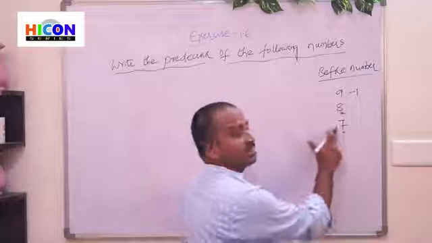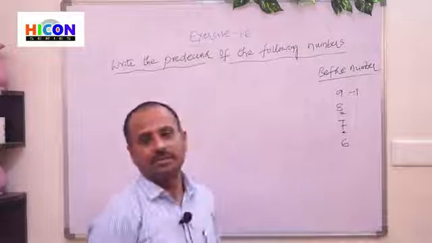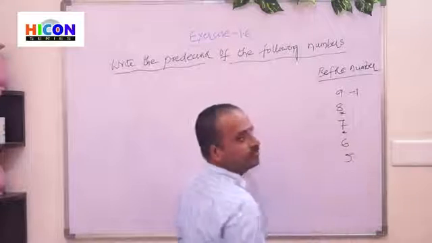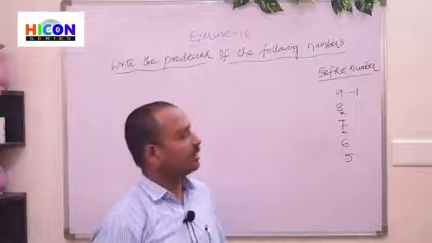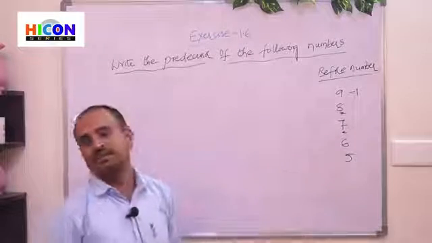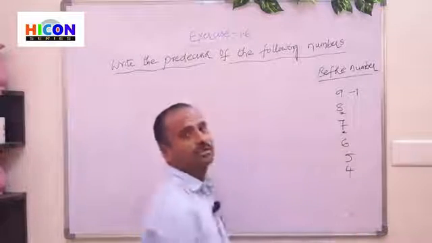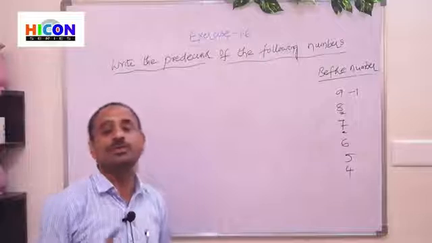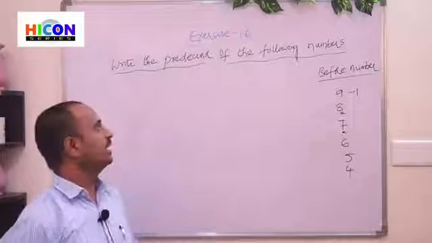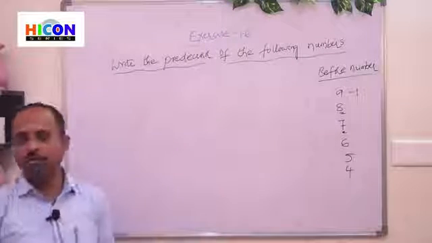In this way, what is the predecessor of 7? The predecessor of 7 is 6. What is the predecessor of 6? It is 5. The predecessor of 5 is 4. So children, in this way, we can write the predecessor of the given number just by subtracting 1 from the given number. Let us see some problems on predecessor.